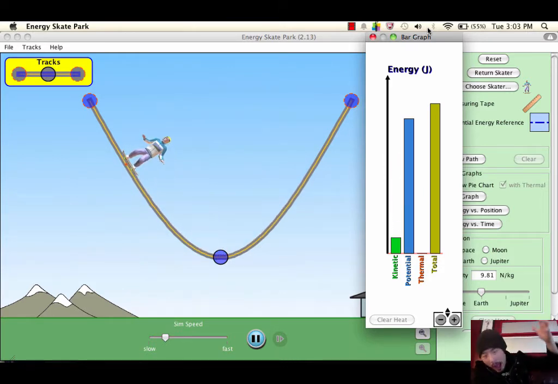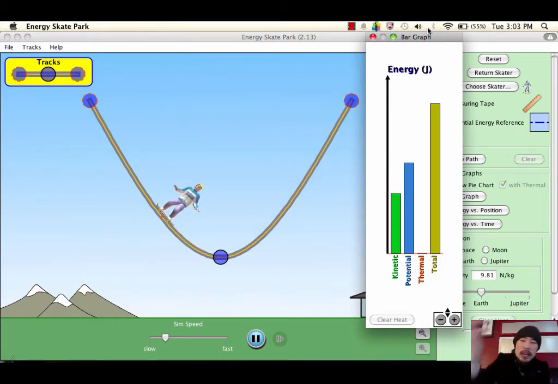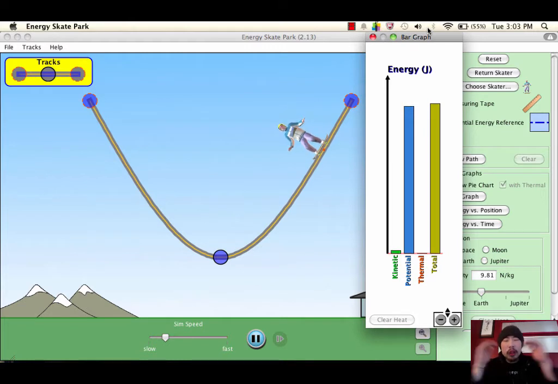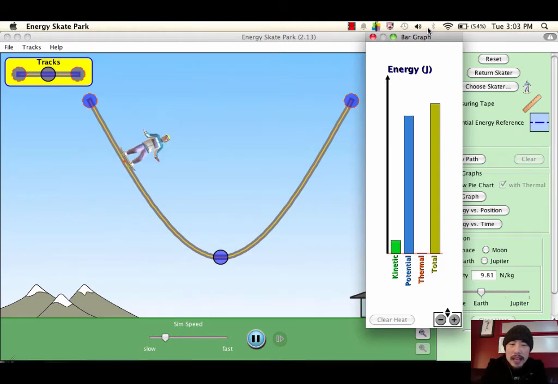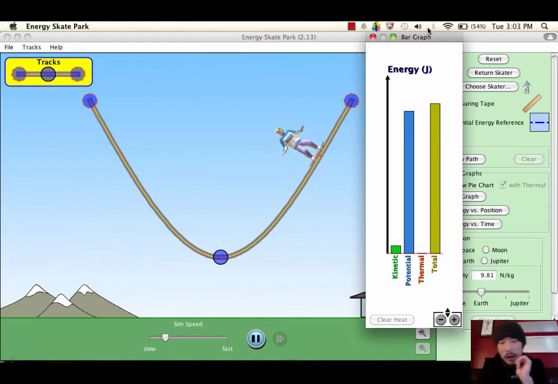But as gravity does work, and gravity pulls him down, okay? Gravity works on the system, pulls him down, it's going to transfer some of that potential energy into kinetic energy. Notice that at the bottom, at the lowest point, he has the greatest amount of kinetic energy, and it quickly transfers into potential energy. Alright?